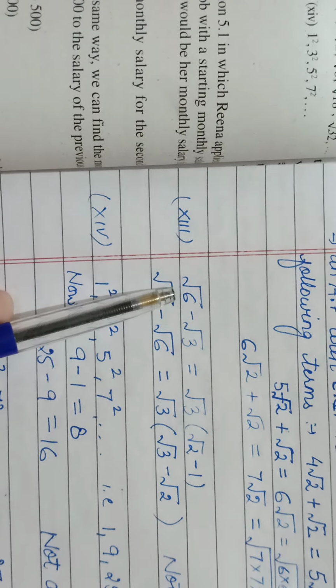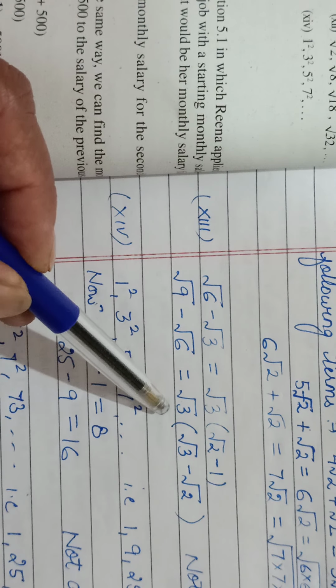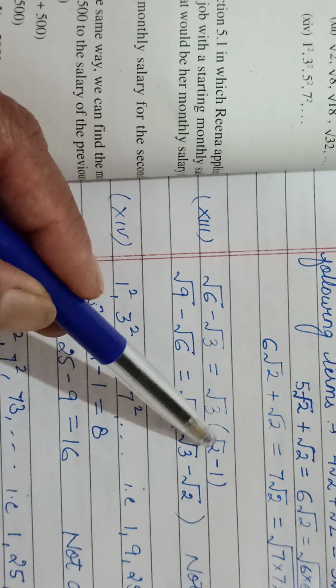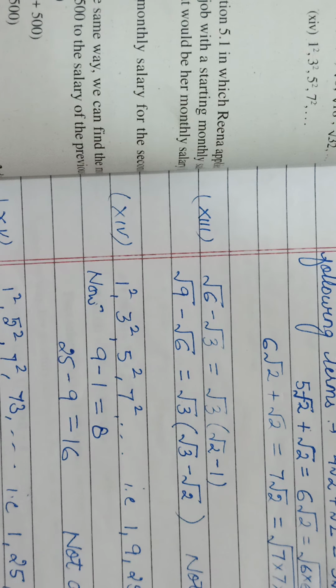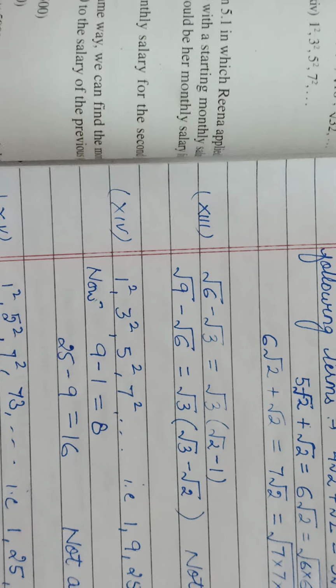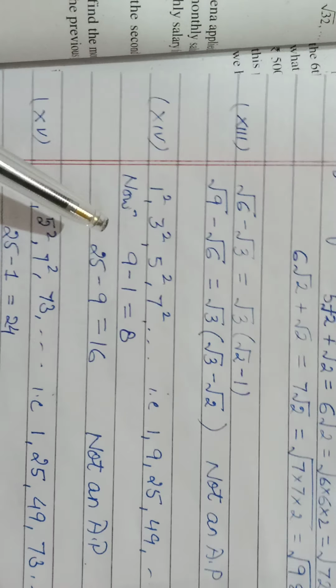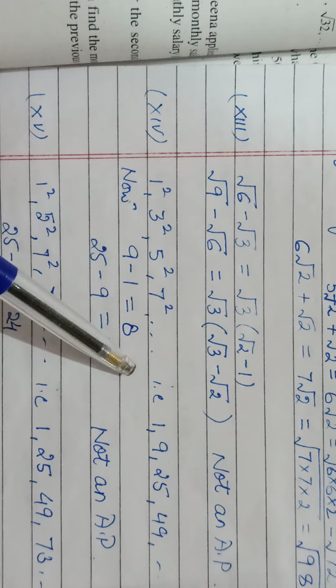नेक्स्ट वाले में अगर आप करते हो तो 6 के फैक्टर्स 3 into 2, this is 3 into 3. So that means you can take root 3 common again, you will be left with root 3 minus root 2. Clearly दिख रहा है, these differences are not the same. So if the differences are not the same, it is not an AP. Right? Next example was 1 square, 3 square, 5 square, 7 square.